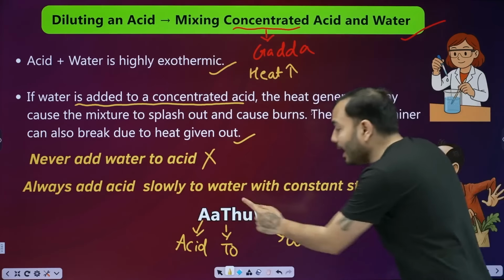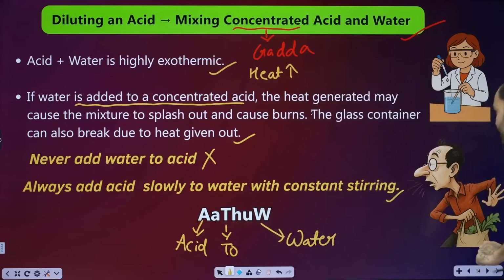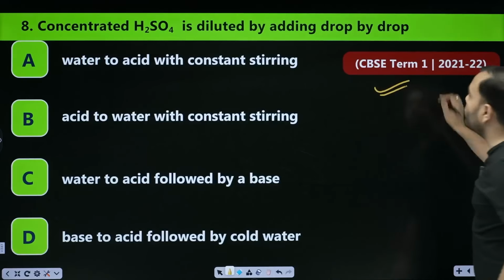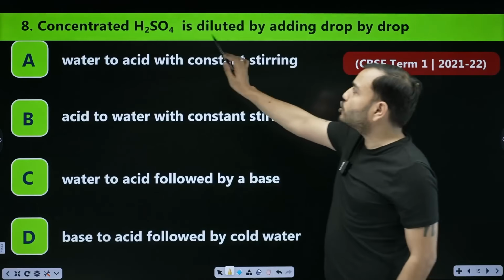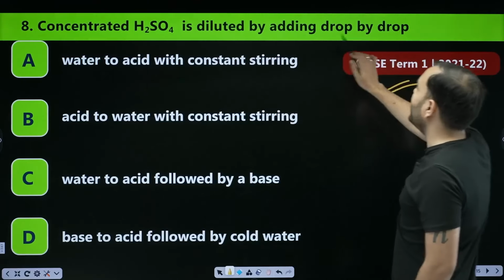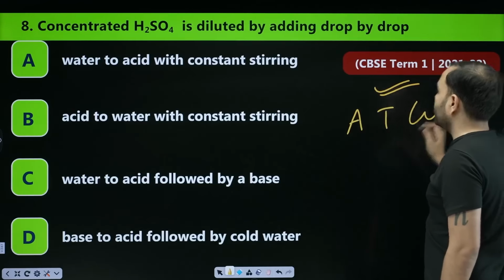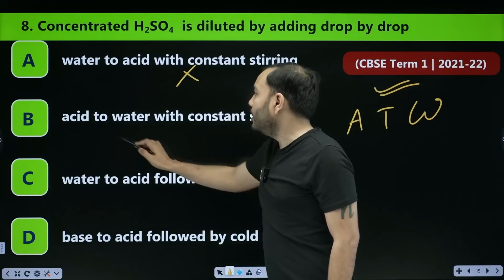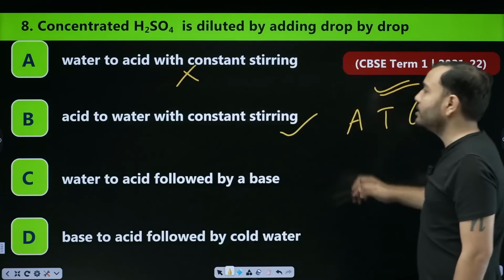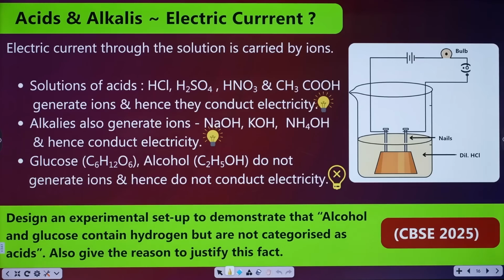So always add what? Acid to water, not water to acid. CBSE Term 1 2021-2022: concentrated H2SO4 is diluted by adding drop by drop. What would happen? Acid to water. So what to do next? Water to acid? No. Acid to water with constant stirring. That's correct. Let's see next.